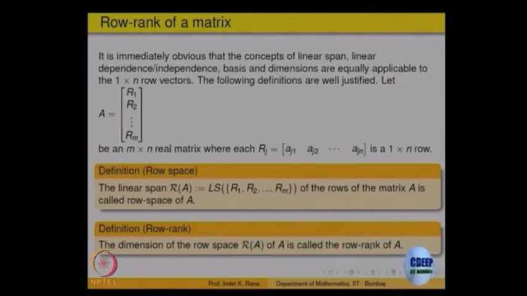Row rank, now we are defining a new term, earlier we had the notion of rank. What was the rank? In the row echelon form, the number of non-zero rows. Now we are defining something new, but we will show it is actually equivalent to the earlier definition. In terms of vector spaces, look at the row space, the space spanned by the row vectors, look at its dimension, and that dimension is called the row rank of the matrix.